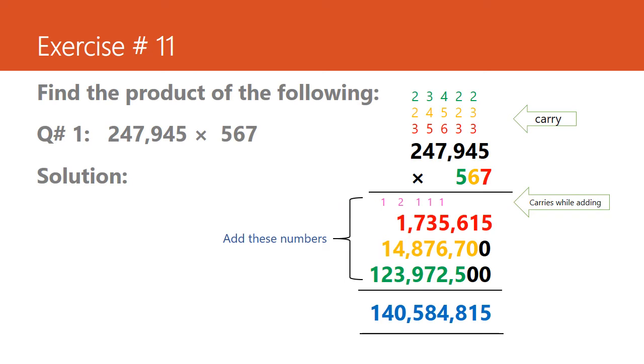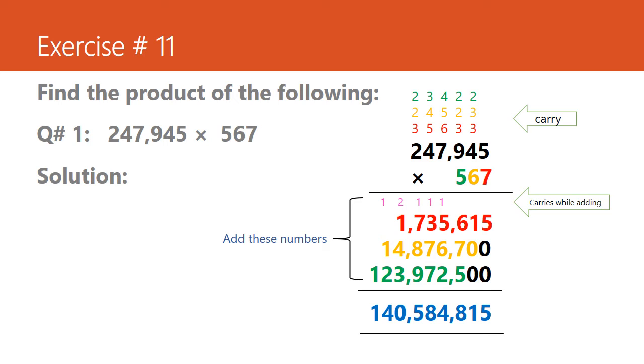Today we will start Exercise 11. The question is, find the product of the following. The word product is used for multiplication. The first question is 247,945 multiplied by 567. Solution. First write 247,945 in the first line. In the next line you will write 567.